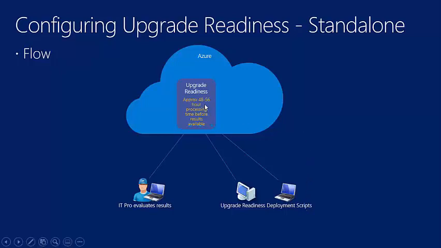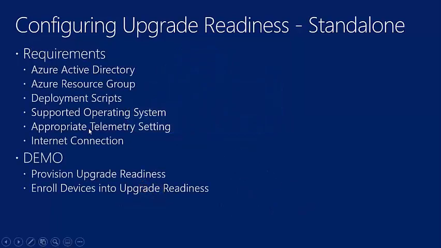Once the data arrives in upgrade readiness, then between 48 and 56 hours, we're going to process that and make it visible to you in the portal, right? So that's the general flow. See how it works, right?